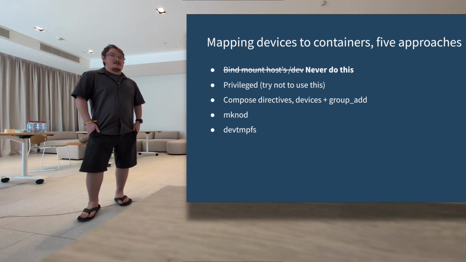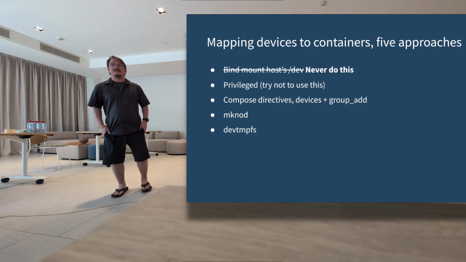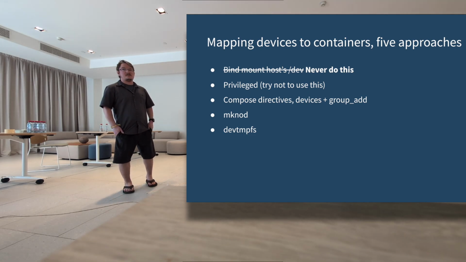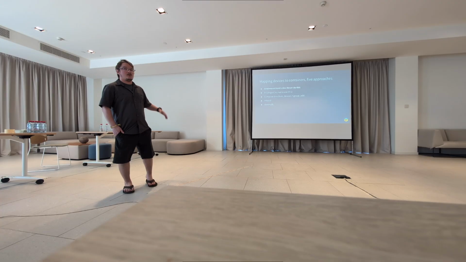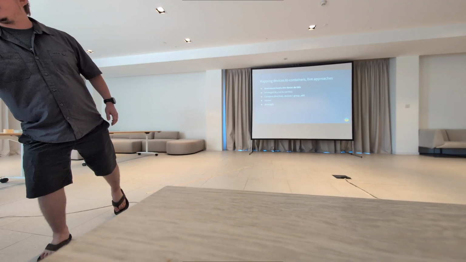You can run a container privileged. That also brings in more device nodes, and I'll talk about that. There's also compose directives for devices and group add for privileges, and that's pretty handy. That's a good way to go. Make node, which is pretty handy in some situations. And of course, like I mentioned, you can actually mount a new dev TMPFS inside of your container, which is handy in some situations. So let's talk about those options.